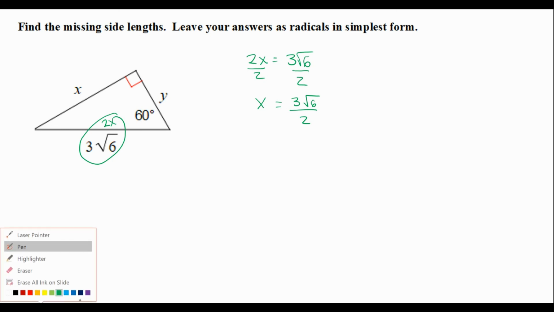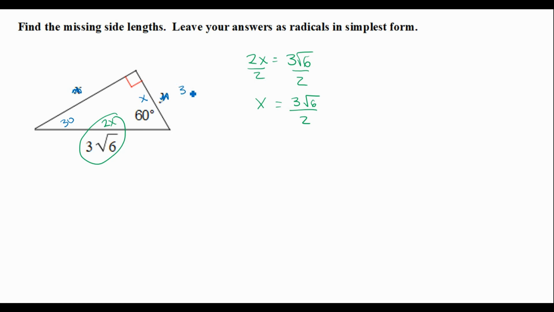For the other sides, the angle that's not given is a 30-degree angle. And across the 30-degree angle is always just x. So that means that this side length is 3 radical 6 over 2. Our last side is x root 3 because it's across from the 60-degree angle. So it becomes 3 radical 6 over 2 times the square root of 3, which is the square root of 3 over 1. So if I multiply the numerators together, that gives us 3 radical 18 over 2.